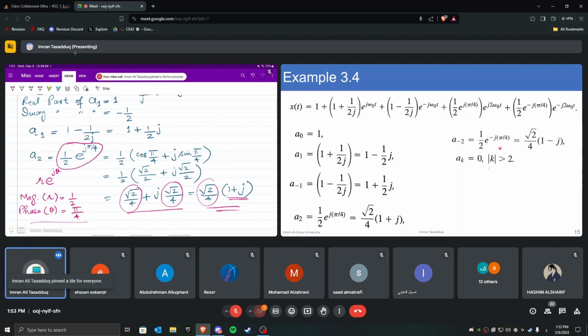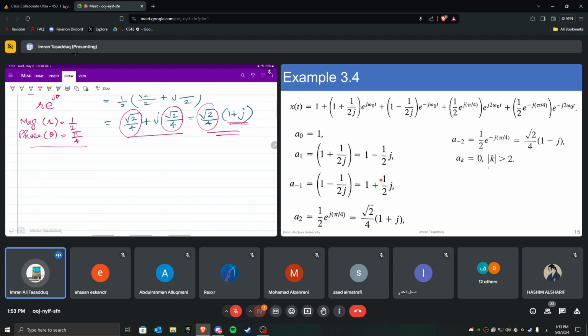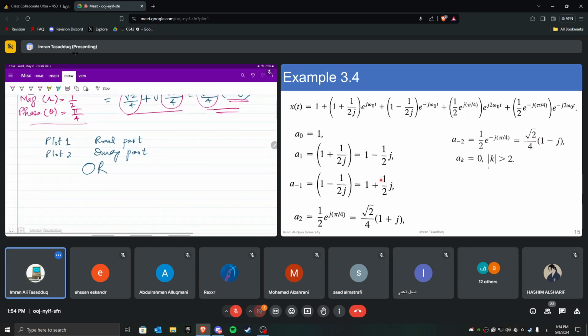So what I'm saying is that for these complex numbers, if you want to plot them, you have to give two plots, right? So whenever you have to plot a complex number, you need two plots. Either plot number 1 will have the real part, and plot number 2 will have the imaginary part. I'll show you how to plot. Or you can have plot number 1 be the magnitude of the complex number, and plot number 2 will have the phase of the complex number, right?